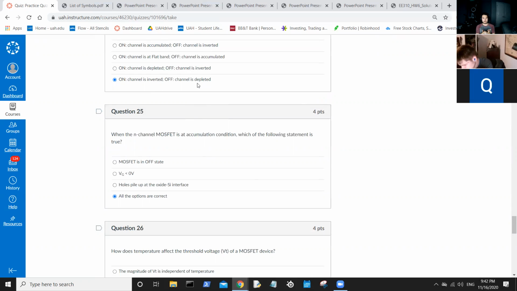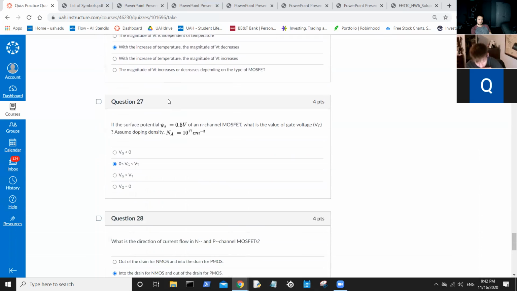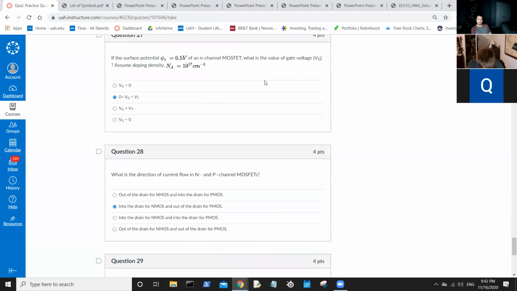No, because the reason you can know that the one I was about to change it to is wrong is because the MOSFET is not on at flat band. It's just sitting around doing nothing. So that's why that's going to be incorrect. All right, we'll finish this up then and submit it and see how we did.